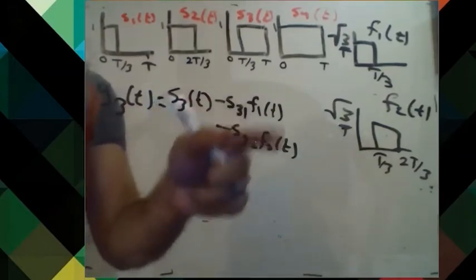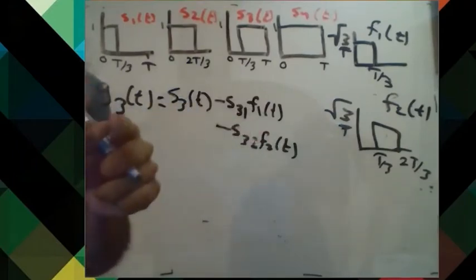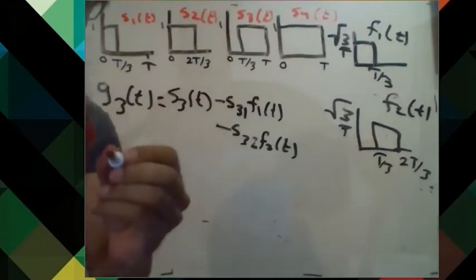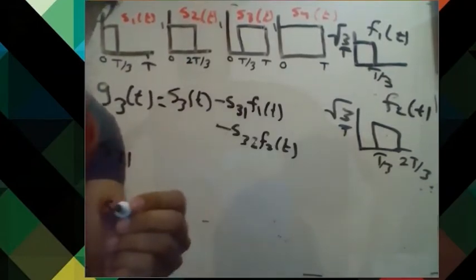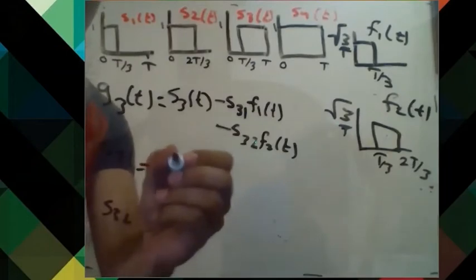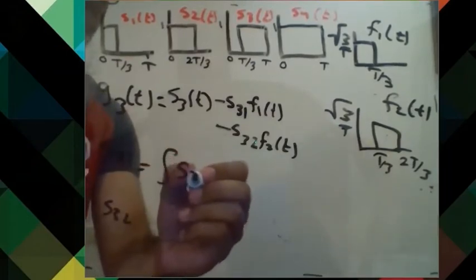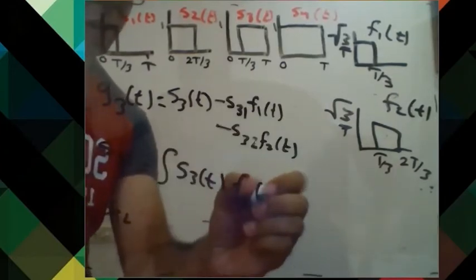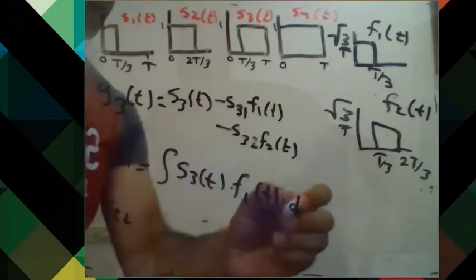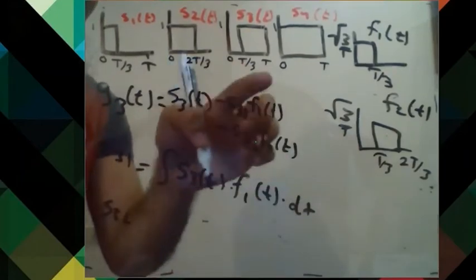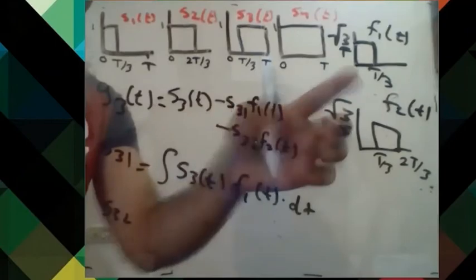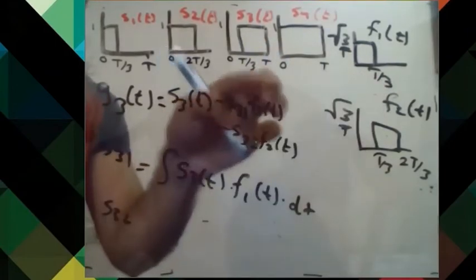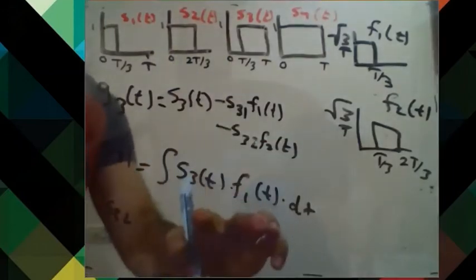So I need to remove these two signals to make sure that g3 is now orthogonal to f1 and f2. Just like before, we can find s31 and s32 in a very similar way. We will integrate s3. We'll first multiply it with f1 and you'll get a signal like we did before. You have to multiply this signal with this signal. Interesting, the result will be 0 because this goes from 0 to T/3 and this goes from T/3 to further. So the product of these signals will be equal to 0.